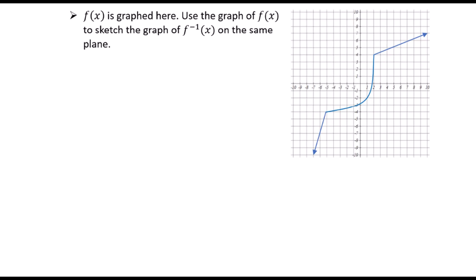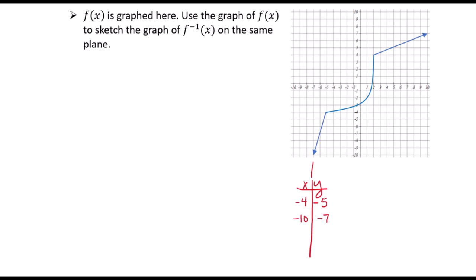Let's say for this piece right here, I'm getting ready to find the inverse. For this piece, I have a couple of points I can identify. I have negative 5, negative 4. For the inverse, that's going to be negative 4, negative 5. And this point here, I have negative 7, negative 10. For the inverse, that'll be negative 10, negative 7. Now this is just part of a line, so I just need those 2 points in order to graph.